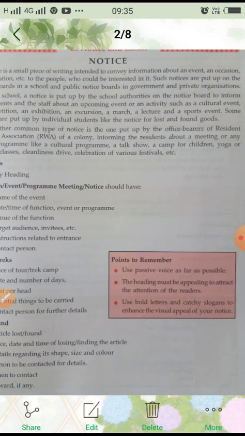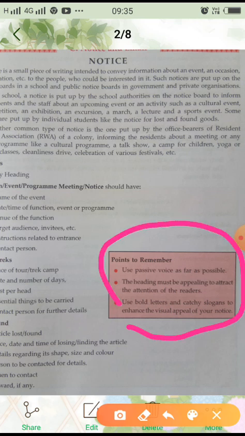Okay, and now see the other side, it is given points to remember. Now it is also very important, 3 points are given, that while writing a notice you have to keep these points in your mind. Now first is given that use passive voice as far as possible, that is notice writing should be written in the passive voice. Whatever sentence constructions you are doing, 1 or 2, those have to be written in the passive voice. That is the first important point.